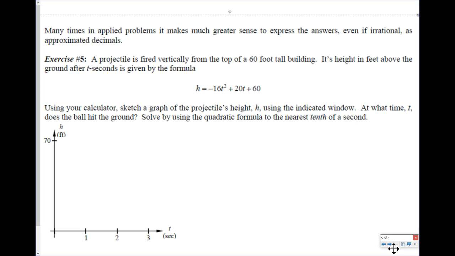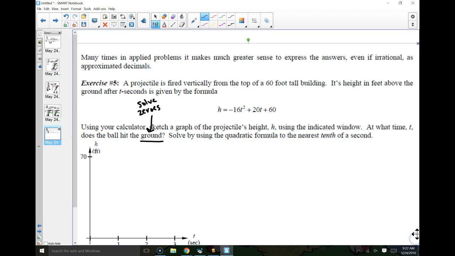So exercise 5 says a projectile is fired vertically from the top of a 60-foot building. Its height in feet above ground after t seconds is given by this formula. Using your calculator, sketch a graph of the projectile's height using the indicated window. At what time does the ball hit the ground? So when you see the word ground in a word problem, this means the zeros. It means solve. Okay? So let's do the sketch first, and then we'll solve this with the quadratic formula.